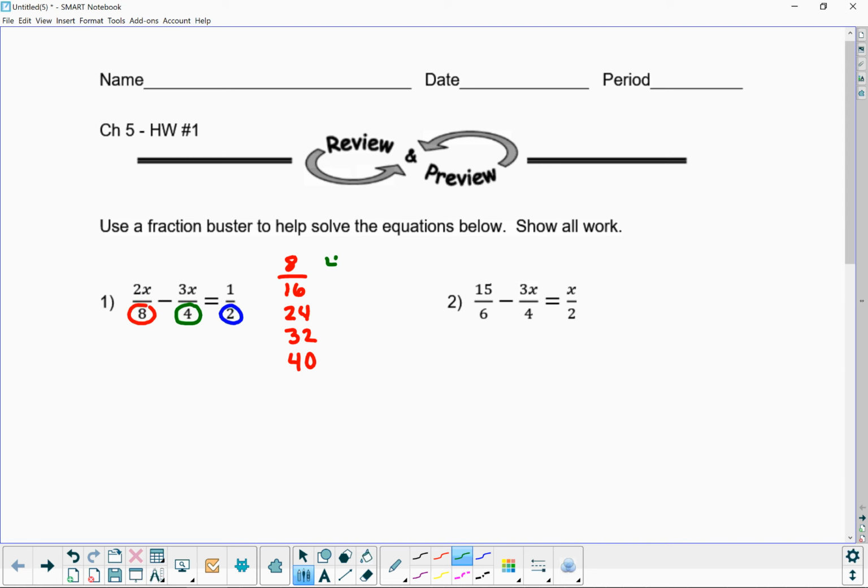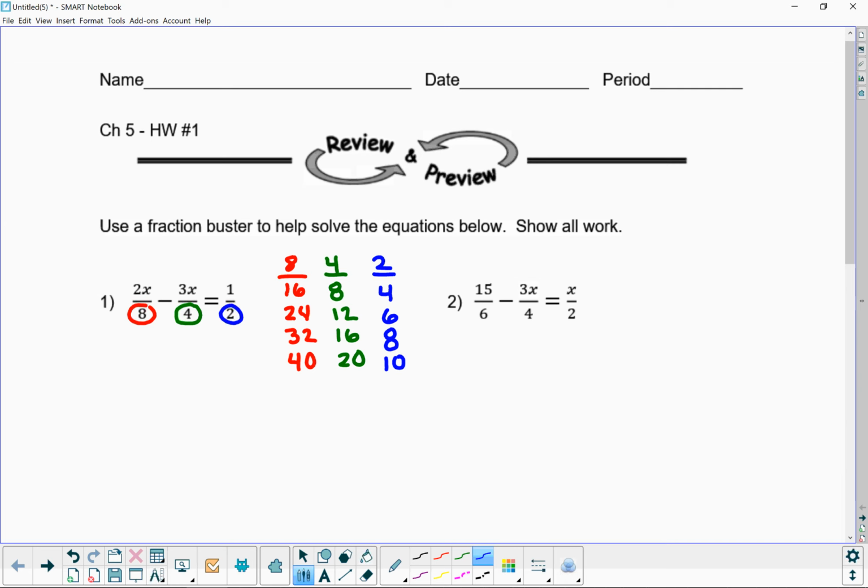4, right? 4 plus 4 is 8. Plus 4, or you can say 4 times 3, is 12. Plus 4 is 16. Plus 4 is 20. And we're looking at the 2. So multiples of 2. 2 times 1 is 2. 2 times 2 is 4. We can say 2 plus 2 is 4. Plus 2 more is 6. Plus 2 more is 8. And plus 2 more is 10. So these are all multiples of 8, 4, 2.